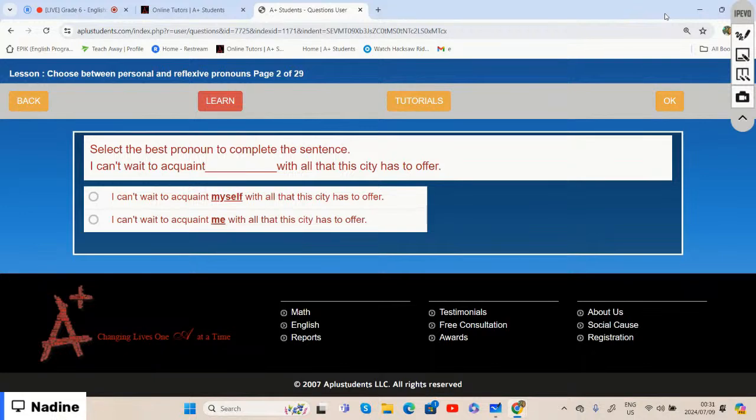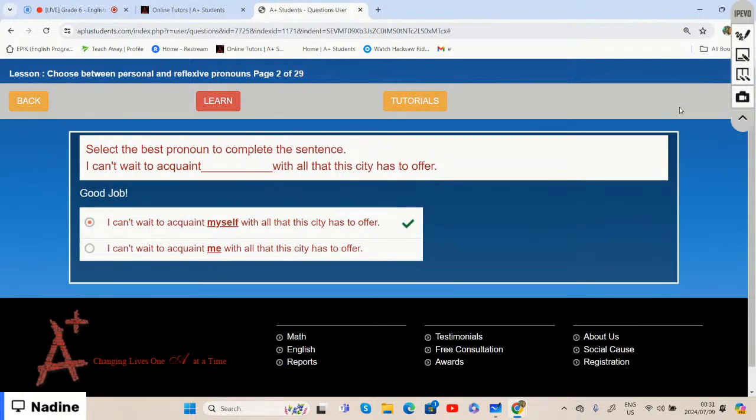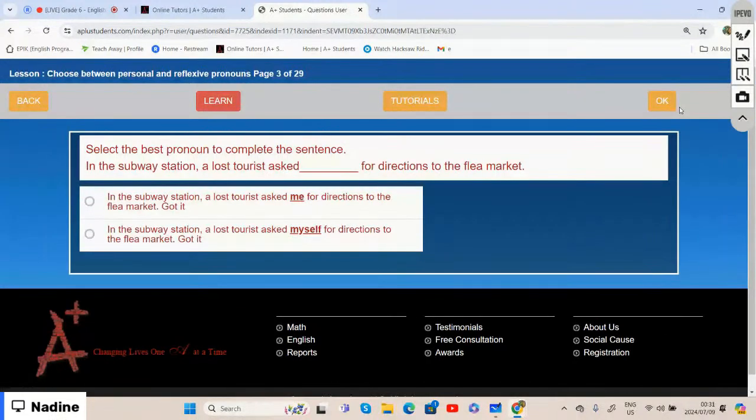All right, and if we were to choose the correct option, yes, we're going to choose option number one. So myself refers back to I. So that's a reflexive pronoun. So well done. Let's look at the next one.